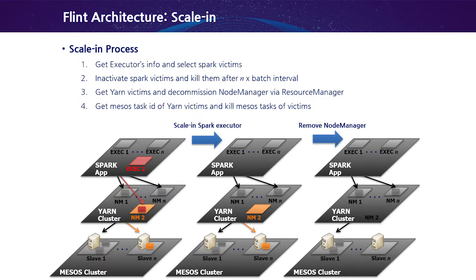And this is how scale in is done. First, we carefully choose executors. These executors have the least number of RDDs, so they can be killed without degrading application performance. We do not kill them right away because there may be running tasks on them. So we first exclude them from scheduling and actually kill them after the tasks are completed. After that, we reduce the size of the YARN cluster. This is done by decommissioning node managers and killing the corresponding Docker containers.